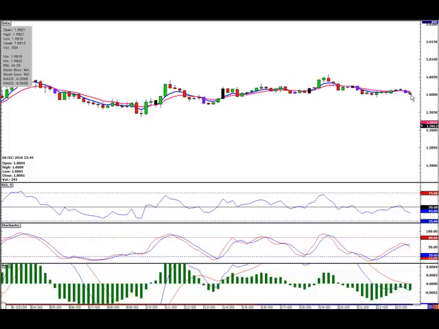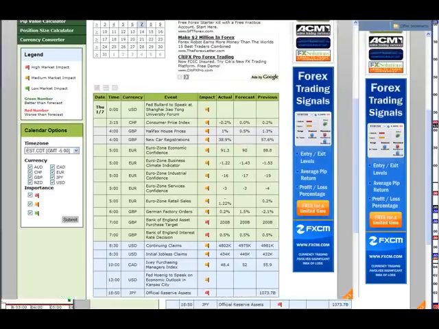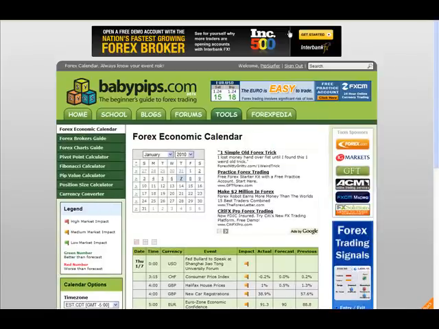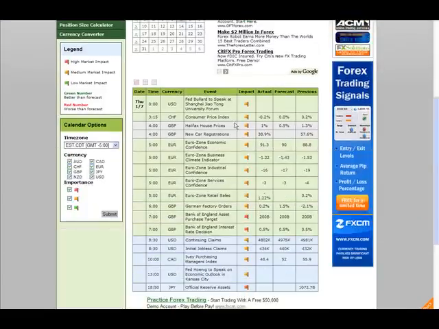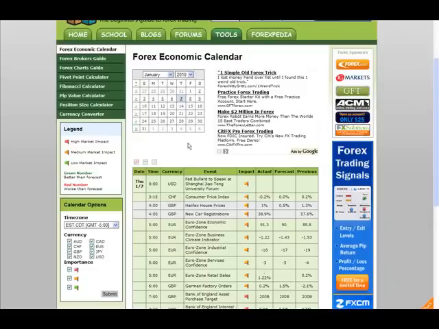there you go. This is what it looks like before midnight. All right. First thing I want to do, of course, is take a look at my news events for the day. So you can go to babypips.com, click on this Tools tab. It should automatically pull the news events for the day, but you just want to double check that.